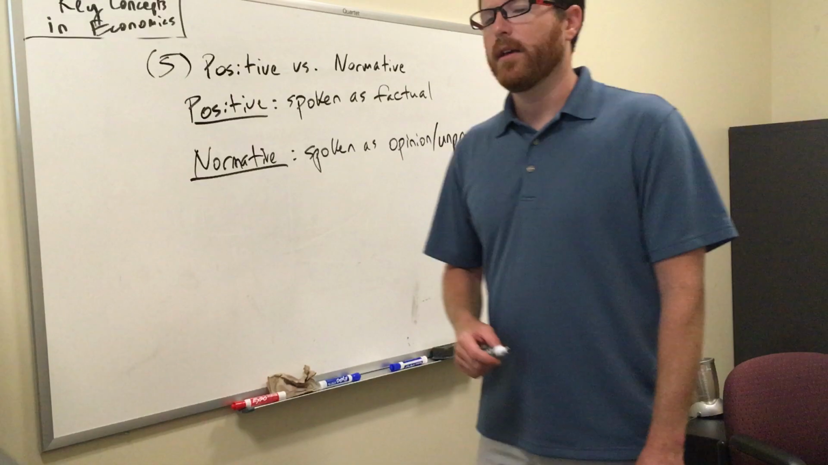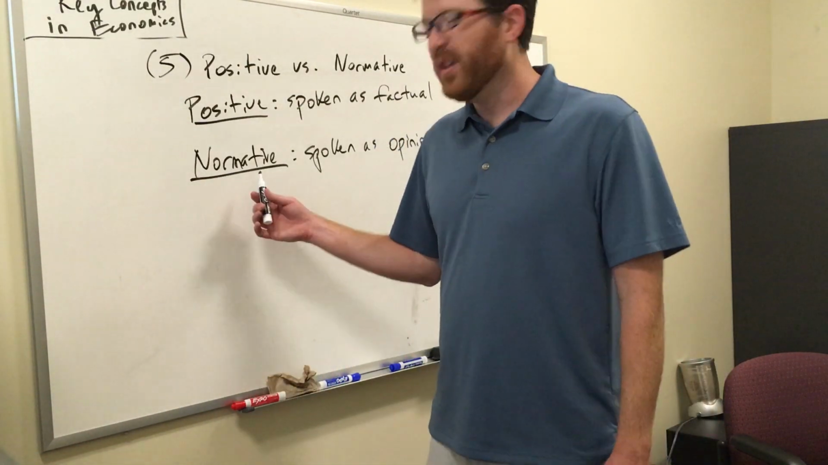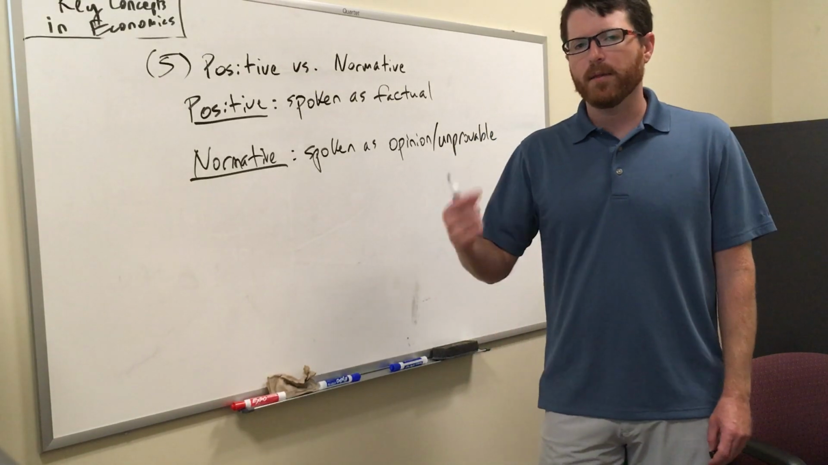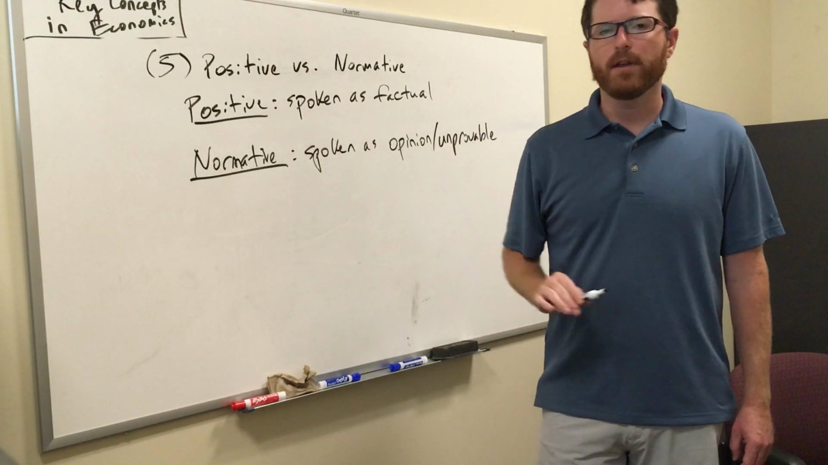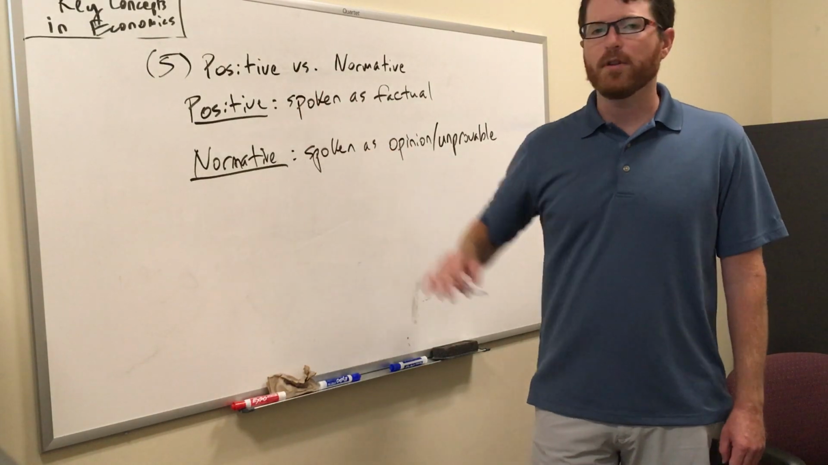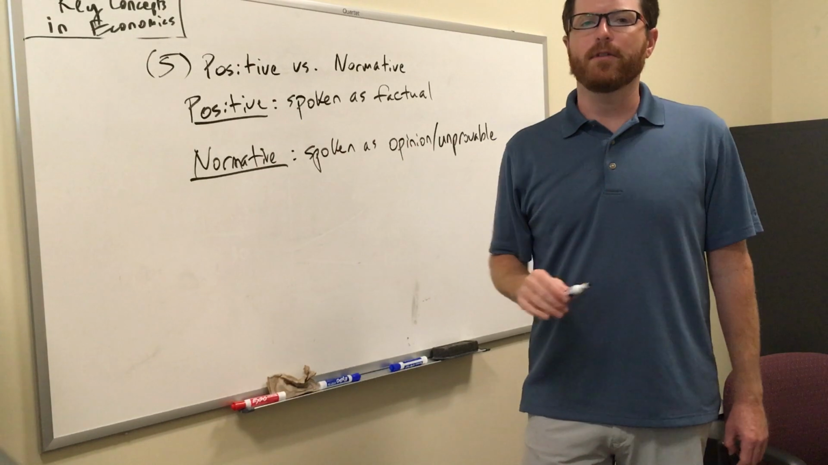Or if I said, if we cut taxes, that's going to lead to a stronger economy, that's really normative economics because it can't be proven. Okay? So positive is fact-based, normative is opinion-based. The only time this gets confusing is when people say things in a positive way that are normative statements.